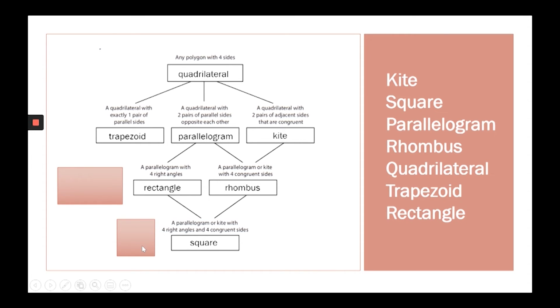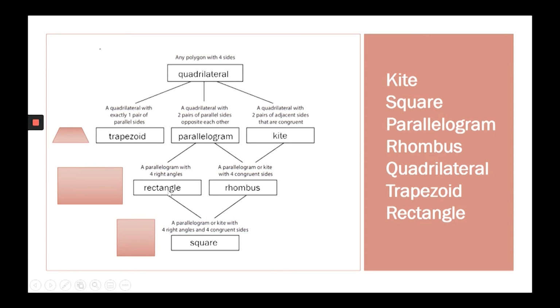What about in a square? Is a square a parallelogram? Yes, a square is a parallelogram. Can a square also be called a rectangle? A parallelogram with 4 right angles? Yeah, but is a rectangle a square? A square has 4 congruent sides, and a rectangle doesn't always have 4 congruent sides, right? Okay, unless it's a square.